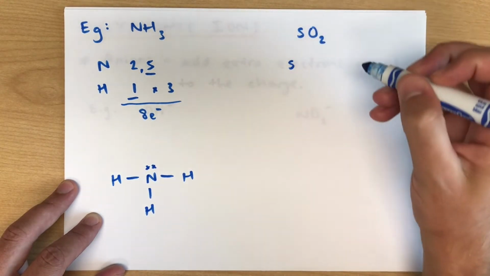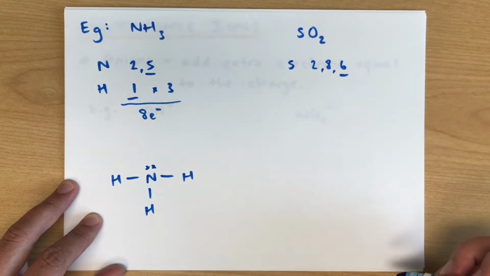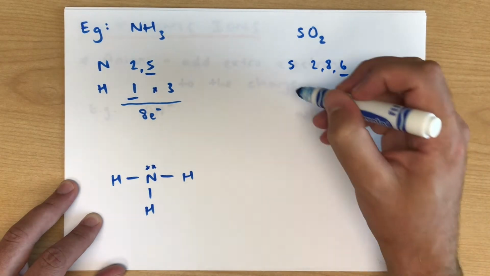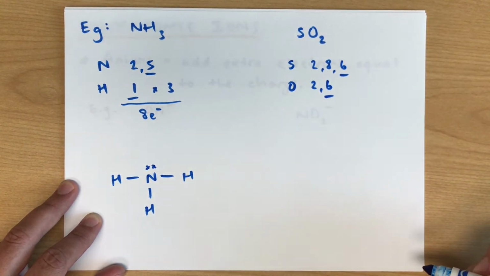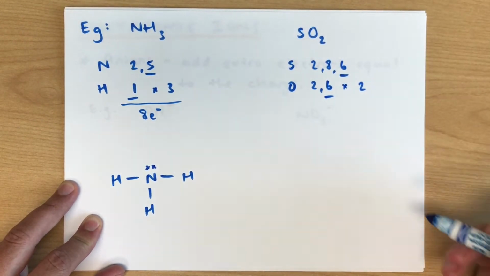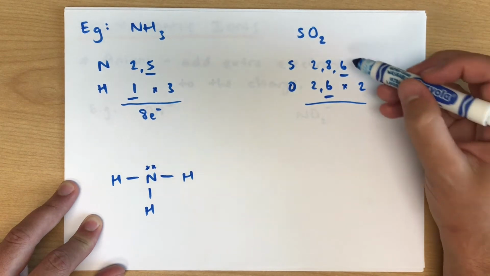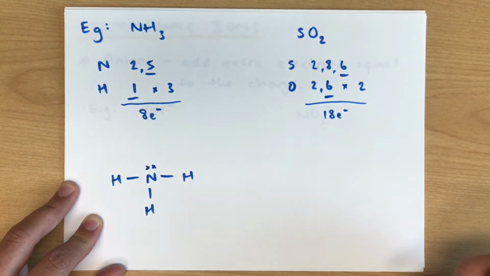Sulfur has an electron configuration of 2, 8, 6, giving it 6 electrons in the valence shell. Oxygen has an electron configuration of 2, 6, giving it 6 electrons as well. We have 2 oxygens, therefore my total will be 6 there and 12 there, gives me 18 valence electrons.